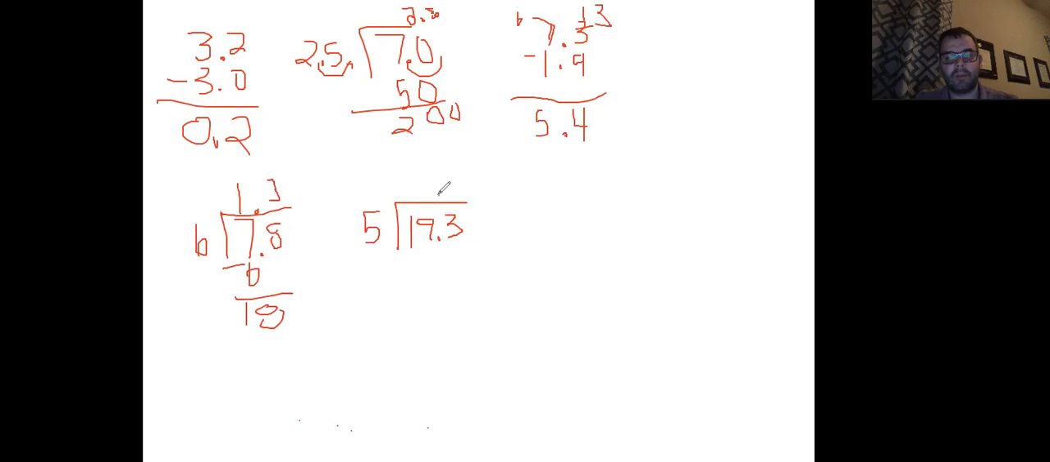So on this problem, the decimal moves up. 5 goes into 19 3 times. That is 4. Bring down the 3. 5 goes into 43 8 times. It's 40. Left with 3. Bring down the 0. 5 into 30 6 times.